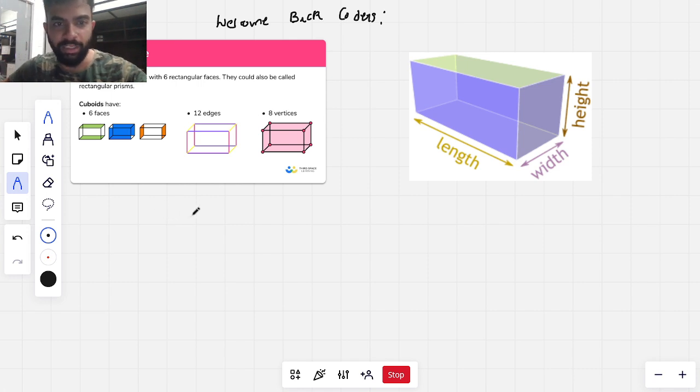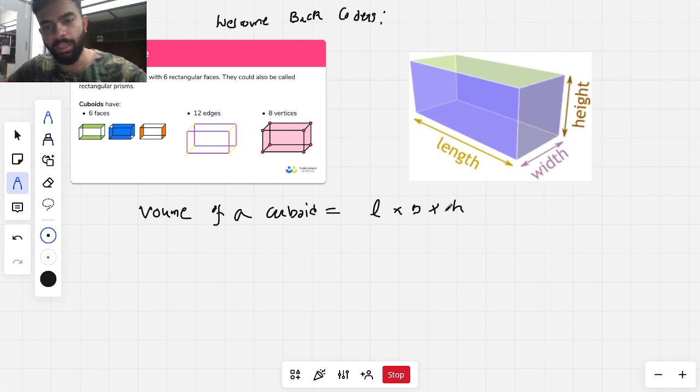As in the question, we have to find the volume of a cuboid. So I'm going to quickly write the formula for volume of a cuboid. The volume of a cuboid is length into breadth into height. But you know that this length, breadth and height are not given in the question.